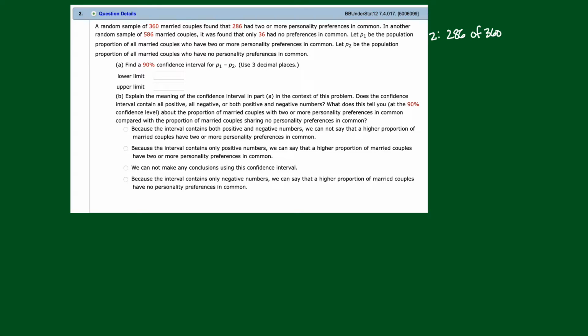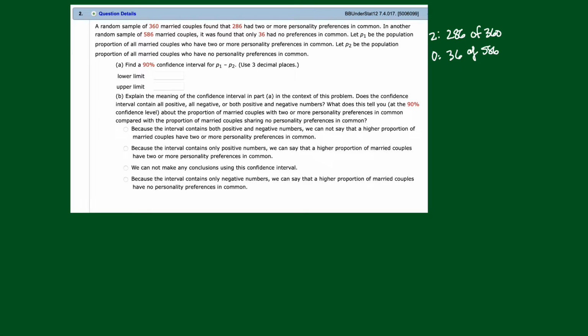And then we're told that in a sample of 586, it was found that only 36 had no preferences in common. So how about if I just put 0 or no? So it was 36 of 586.